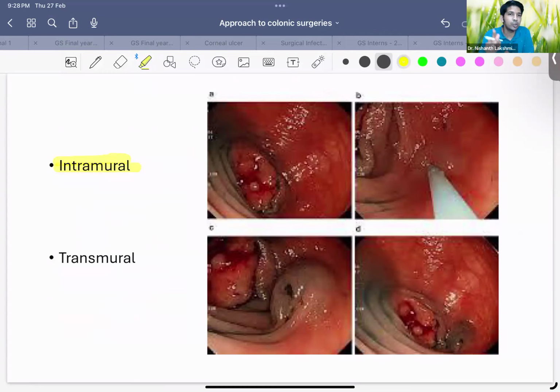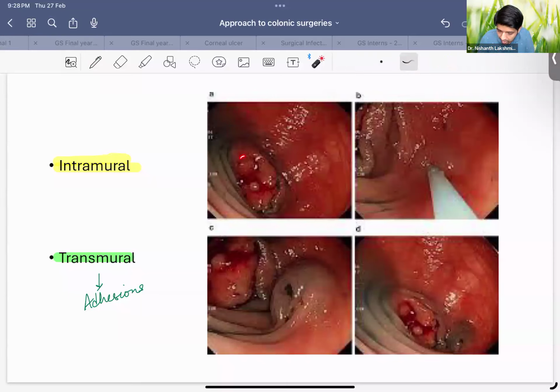Do not push the needle too much. That time you can go transmural and put the dye inside the peritoneal cavity. If it goes transmural, it can cause a lot of adhesions. Now, please note you are doing this one day prior to the procedure, correct? The previous day you have done a colonoscopy and then you are doing the surgery the next day. So it can cause a lot of adhesions and make your case a lot more difficult.